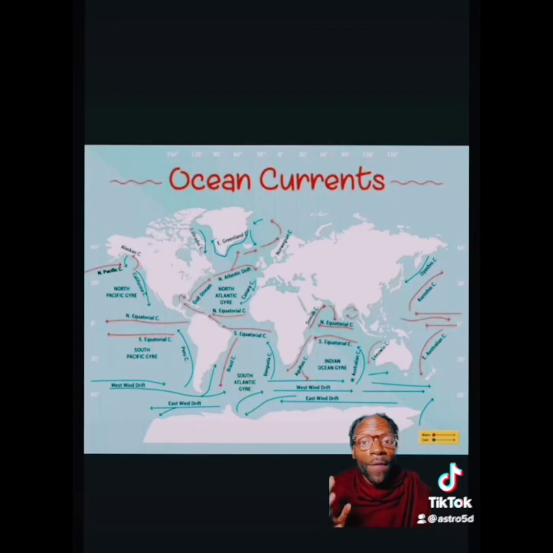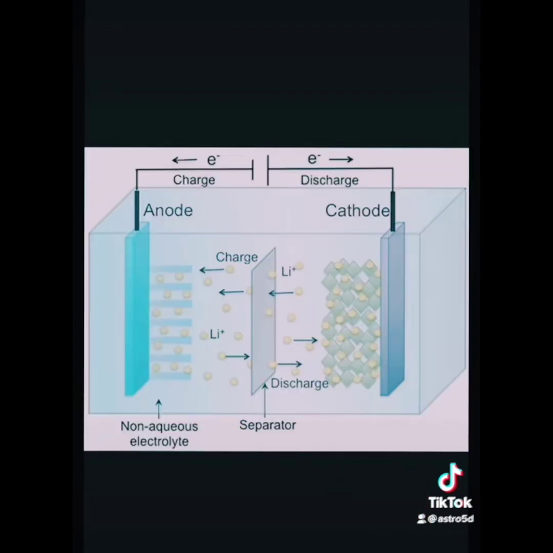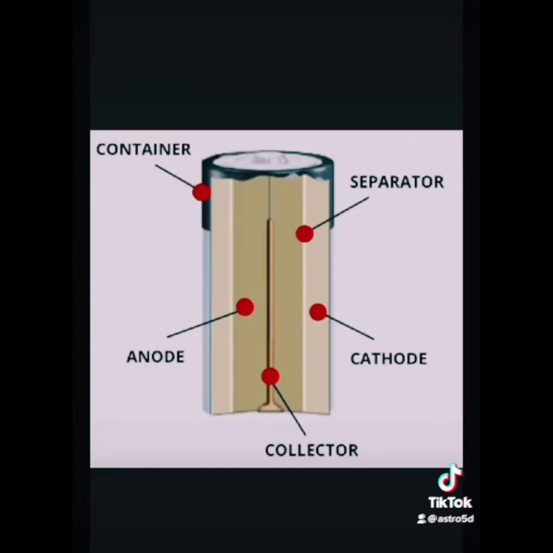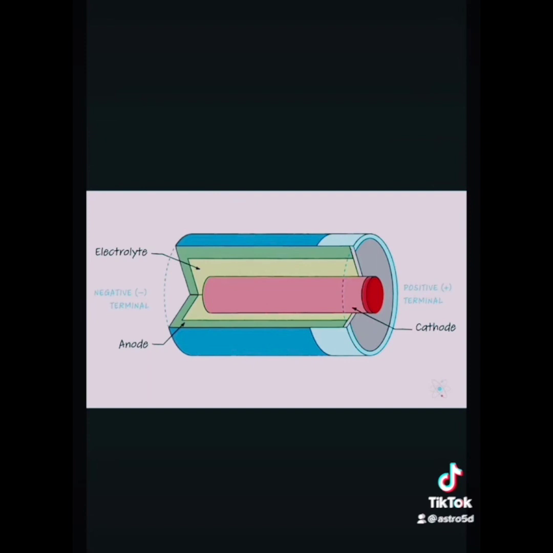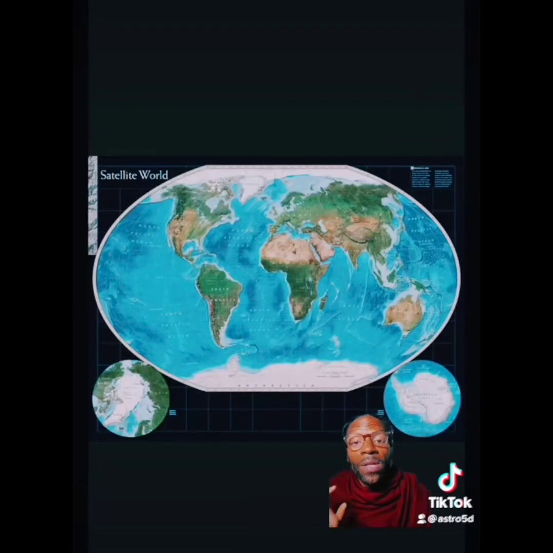You may have heard of ocean currents before. In this process here between the anode and cathode, you can see lithium ions being produced. The same process happens inside of a battery. Inside you have an electrolyte. Well, these saltwater oceans also have electrolytes. Side note, look at this map of the world. What's surrounding it? Yep, you got it.